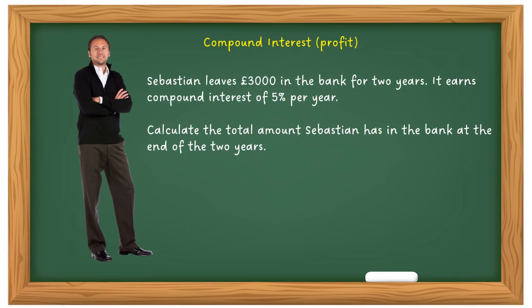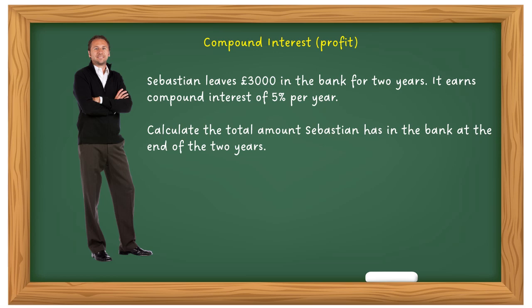I'll show you how the formula for compound interest works with profit and loss. Let's look at profit first. Sebastian leaves £3,000 in the bank for 2 years. It earns compound interest of 5% per year. Calculate the amount Sebastian has in the bank at the end of 2 years.